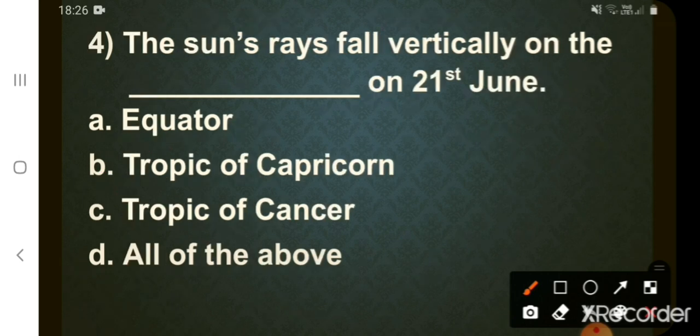Fourth one. The sun's rays fall vertically on the dash on 21st June. A. Equator. B. Tropic of Capricorn. C. Tropic of Cancer. D. All of the above. What's the correct answer? Yes. C. Tropic of Cancer. The sun's rays fall vertically on the Tropic of Cancer on 21st June.